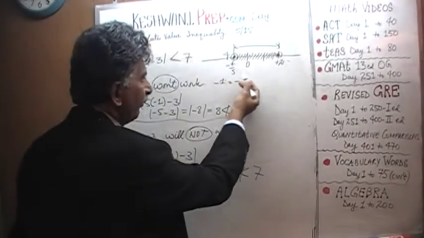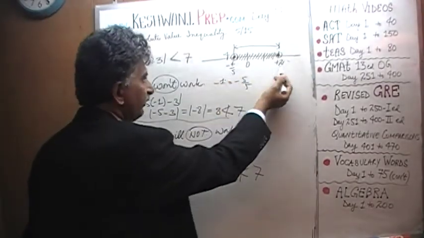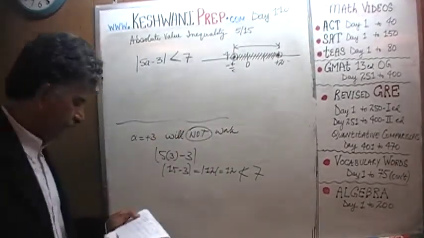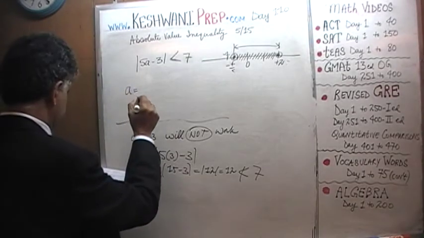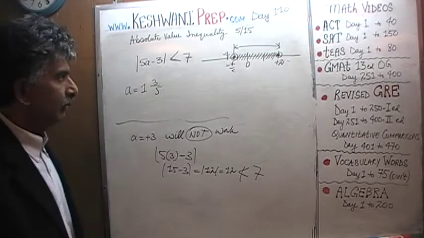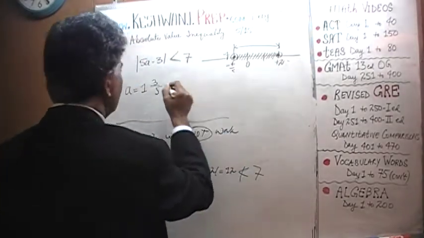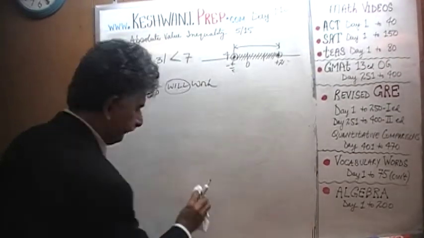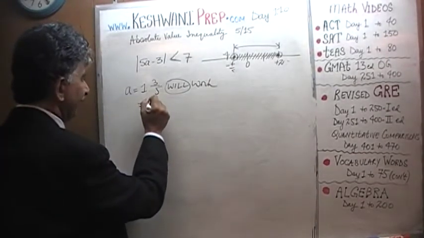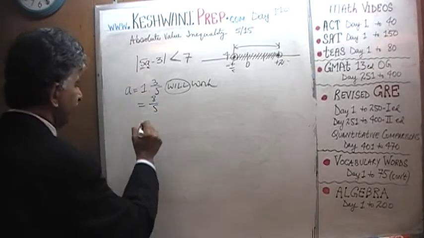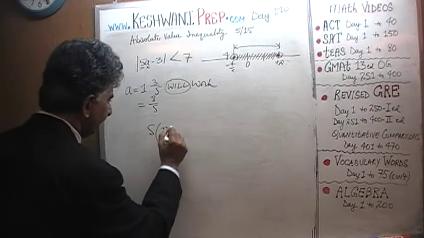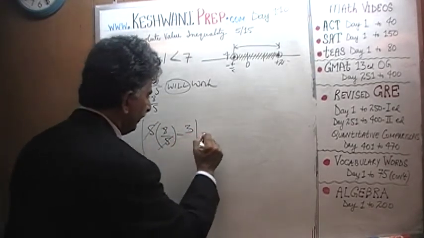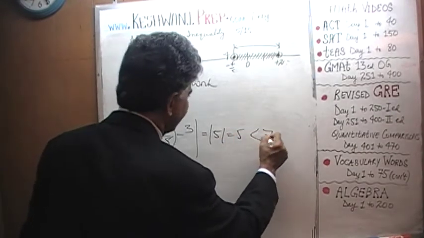But anything that falls between negative 4 fifths and 2 would work. For example, let's look at an example that would work. a equals 1 and 3 fifths, how about that? 1 and 3 fifths would be somewhere here between 1 and 2. It will work. We'll show that it will work. 1 and 3/5 is the same as 8 over 5, so here we have 5a, which is 8 over 5 times 5, minus 3. The 5s cancel out, 8 minus 3 is 5. We take the absolute value of it, absolute value of 5 is 5, and that is less than 7. You see, it does work.